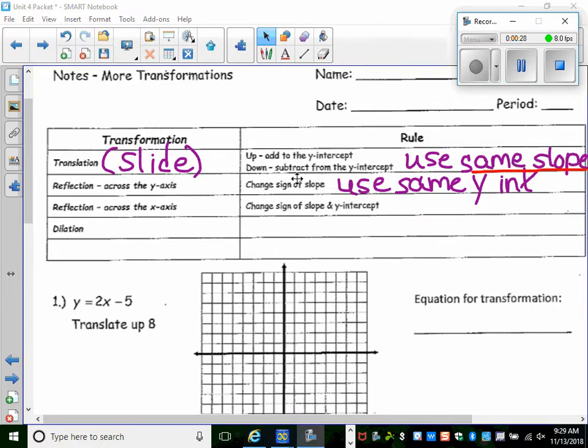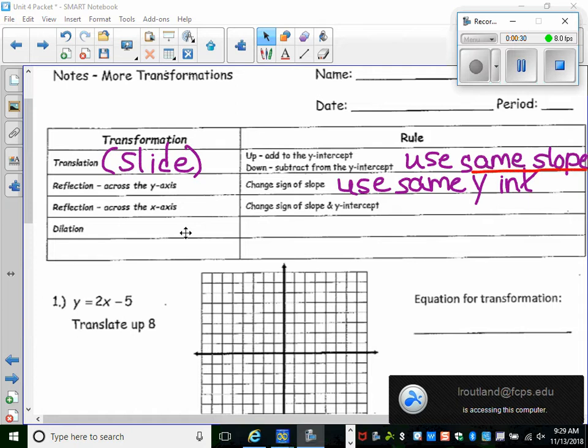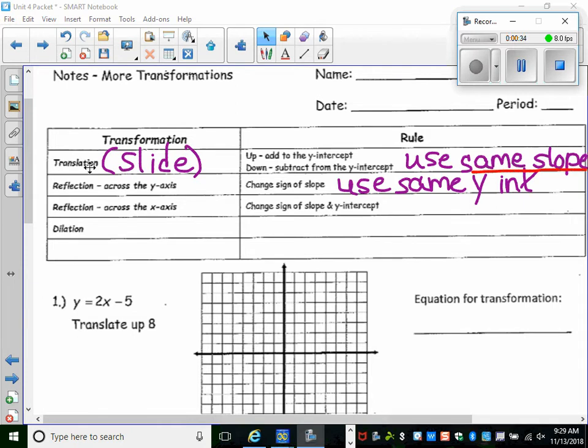So the first type, these are your types of transformations we can do with lines. We can do a translation, we can do a reflection across the y-axis, or a reflection across the x-axis. Those are the only ones we're going to actually concentrate on. Even dilation, though, is considered a type of transformation. Okay, but the three that we're going to be covering will be these three here.